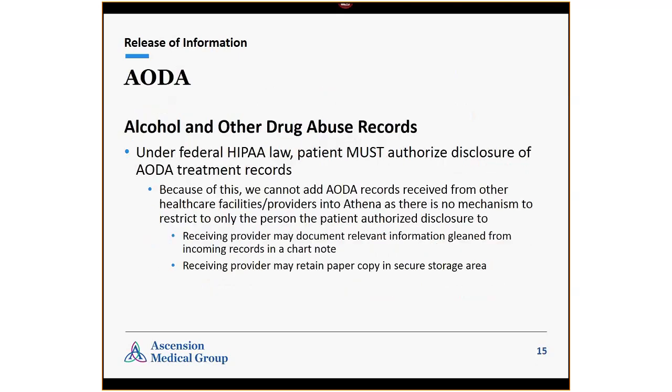So let's talk about AODA. Alcohol and other drug abuse records are restricted under federal HIPAA law, and the patient must authorize disclosure. Because of this, we cannot add incoming AODA records that we receive from other healthcare facilities into Athena, as there's no mechanism to lock them down or restrict them to only the patient authorized to receive them. Therefore, the receiving provider should either document relevant information that they obtain from the AODA records in a chart note or retain the paper copy in a secure storage area in their office.